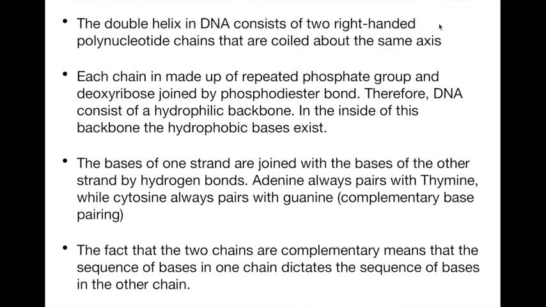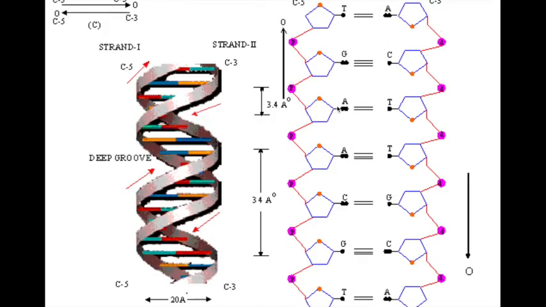Now, each chain, now I have uncoiled the chain here in order to look at it, is made up of what? You see that it has a backbone. That means something steady. What is that? Sugar, phosphate group, sugar, phosphate group, sugar, phosphate group, sugar, phosphate group. And they are attached by what? These together? By phosphodiester bond. Okay. This backbone is steady and it is hydrophilic. So it is on the outside of the molecule.